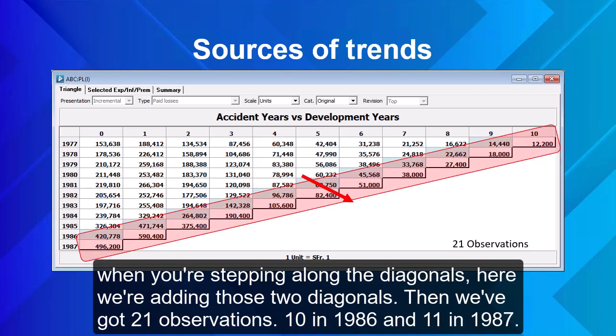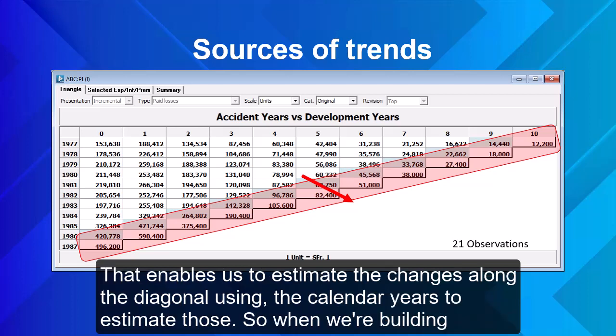When you're stepping along the diagonal, so here we're adding those 2 diagonals, then we've actually got 21 observations. So 10 in 1986 and 11 in 1987. And that enables us to estimate the changes along the diagonal using the calendar year trends.